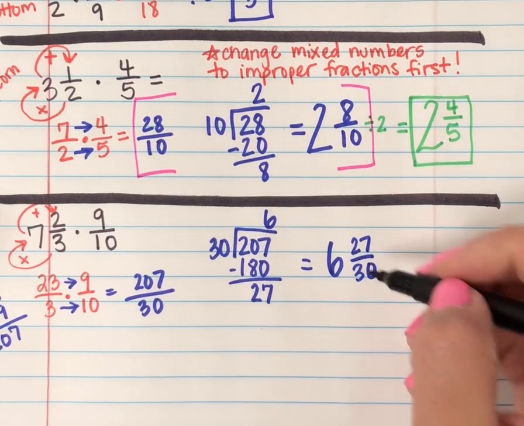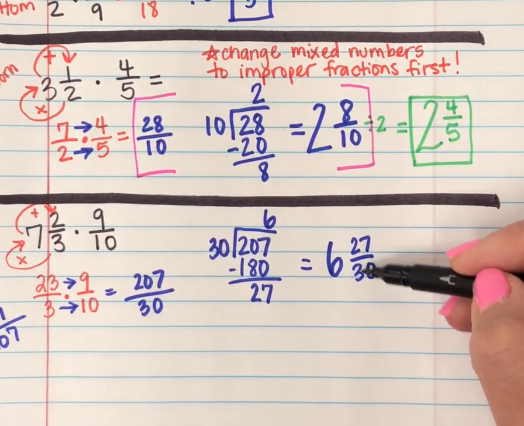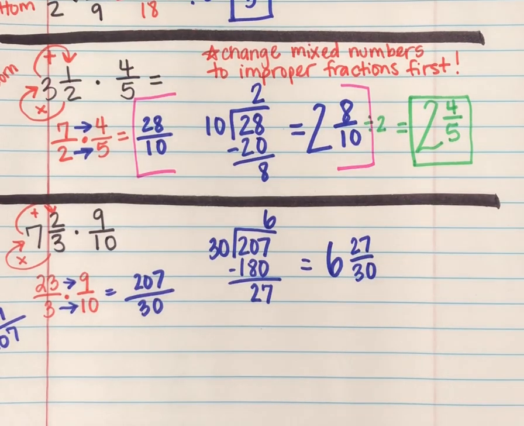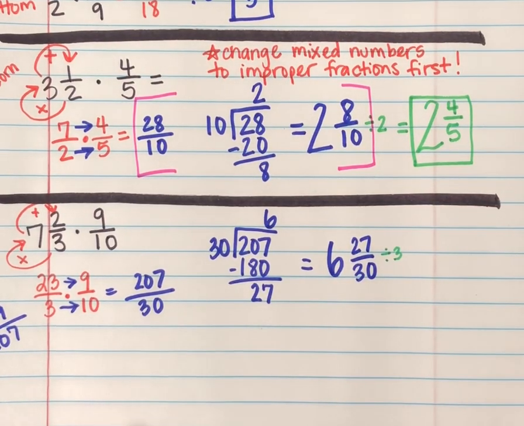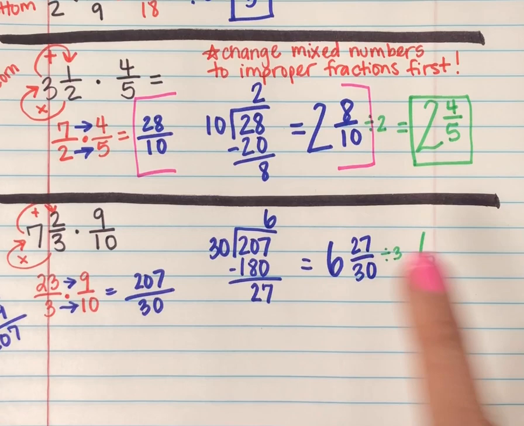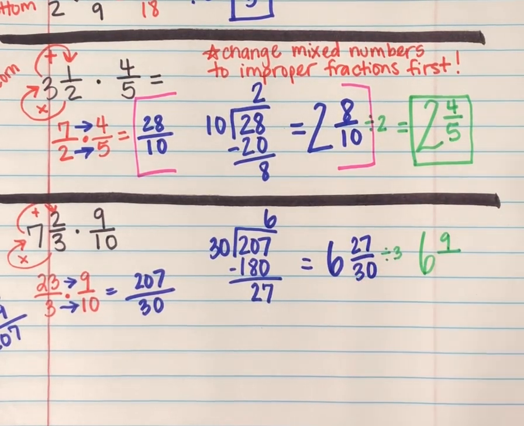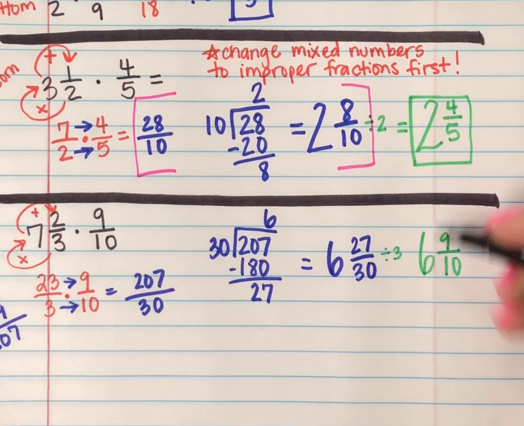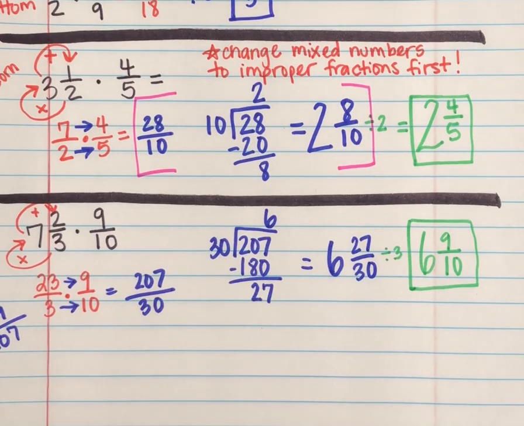Okay, so again, we got to check our fraction to make sure it's in simplest form, and it is not. If you're not sure exactly how to find that out, I would look at a multiplication table. I would use those divisibility rules, and if I do that, then I know that I can divide 27 and 30 both by 3. So my whole number is going to stay the same. 27 divided by 3 is 9, and 30 divided by 3 is 10. So 6 and 9/10 would be our final answer on that one.